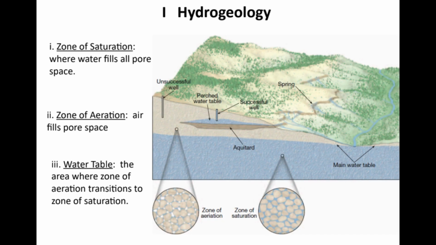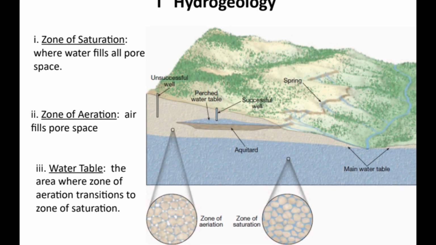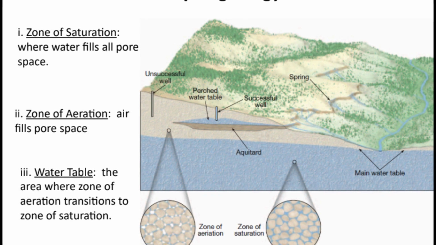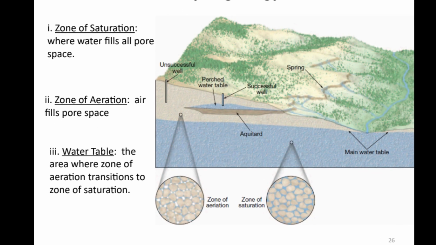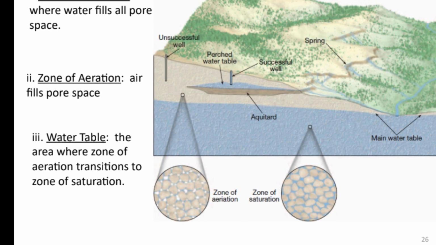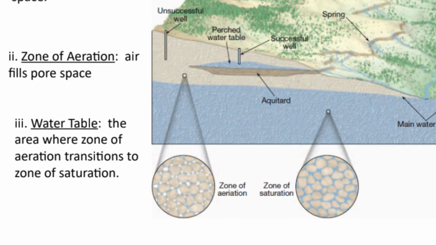Above the zone of saturation, we have the zone of aeration. So this is where the pore space is just full of air. There is a little bit of water, again, through adhesion, sticking to these sediments, but most of the water is down in the zone of saturation, meaning the zone of aeration, that space is full of air. And what separates the zone of aeration and the zone of saturation is the water table. That's something that you've probably talked about before, but it's really just that fine line between the zone of saturation and the zone of aeration.